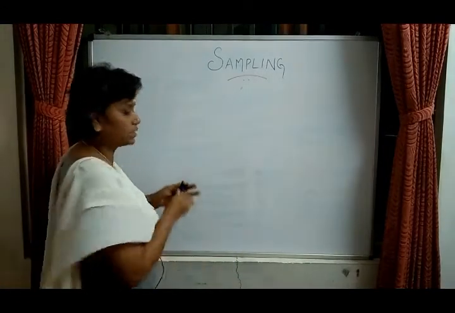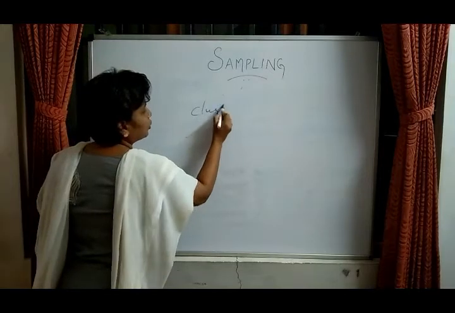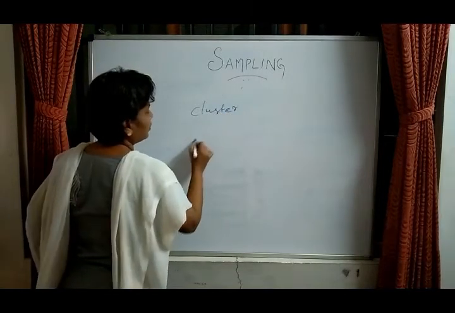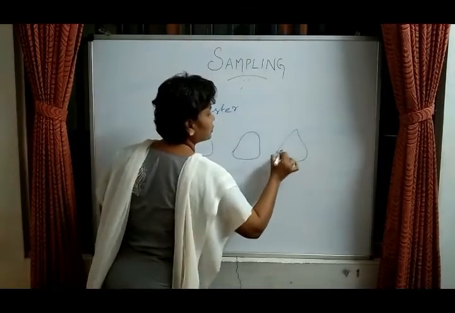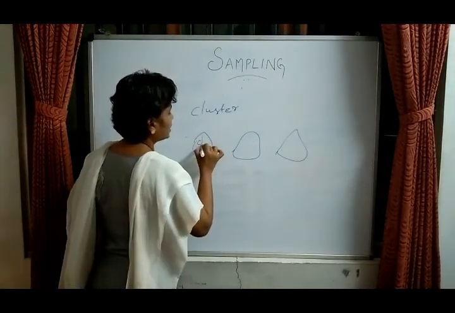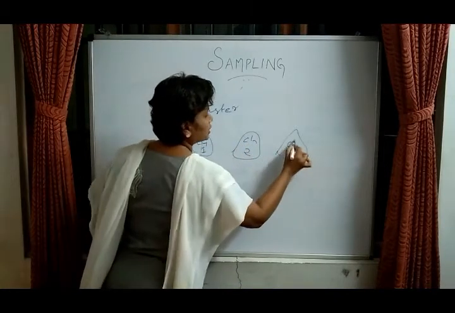It is the two-stage sampling cluster. Clusters means it is also a subgroup. Clusters. Okay, one group, one area, one cluster. Okay, we will be making cluster 1, cluster 2, cluster 3.